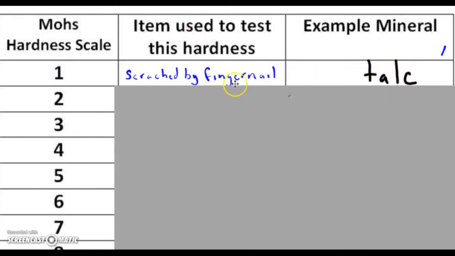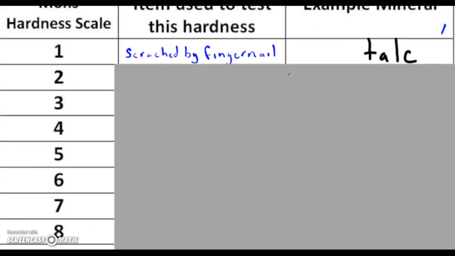And we test for this. If it can be scratched by a fingernail, it might be talc. It's a 1 on the hardness scale. Like I was saying, 1 is the softest and 10 is the hardest. So a 10 on the hardness scale is a diamond.